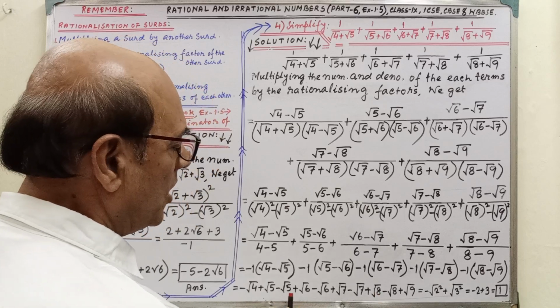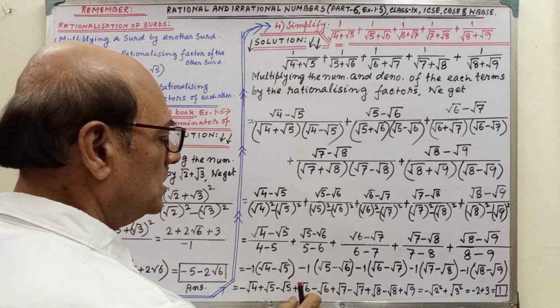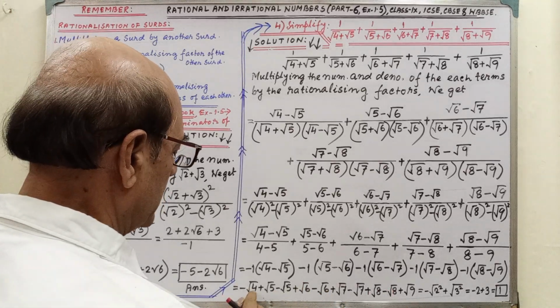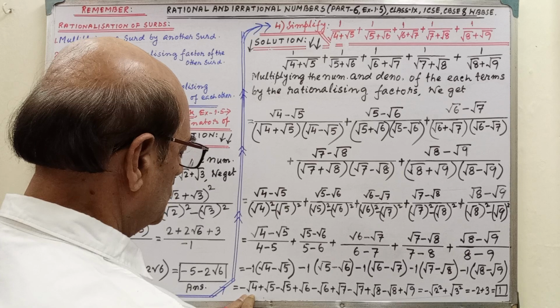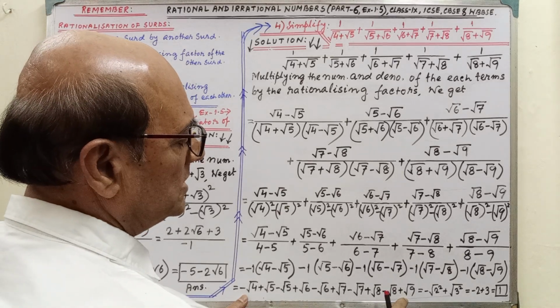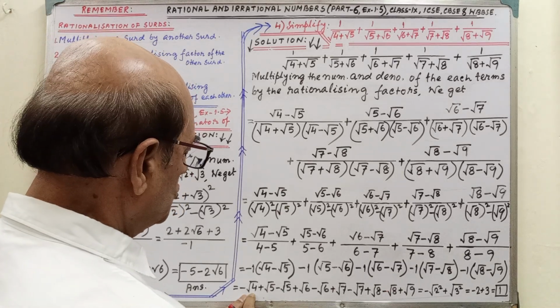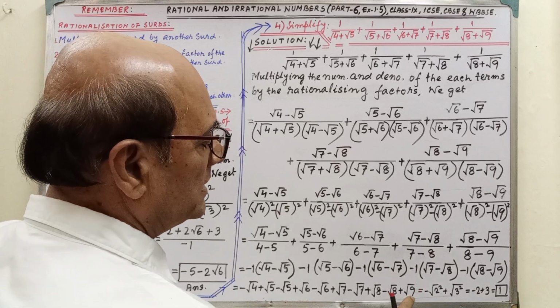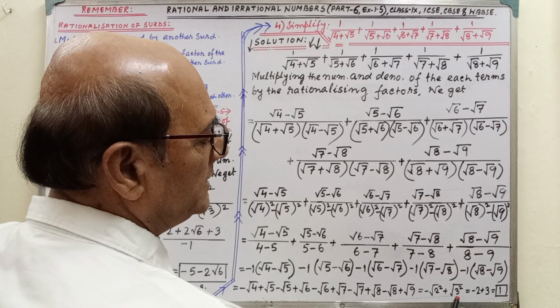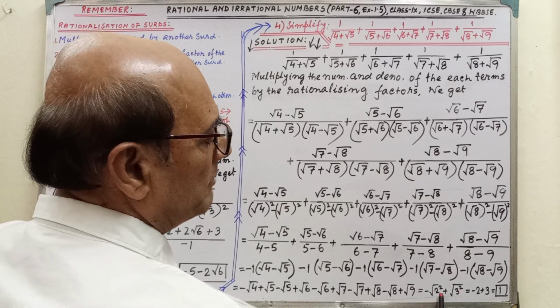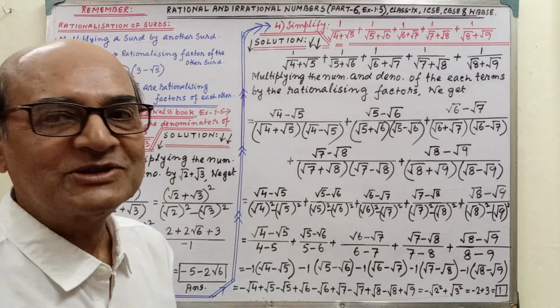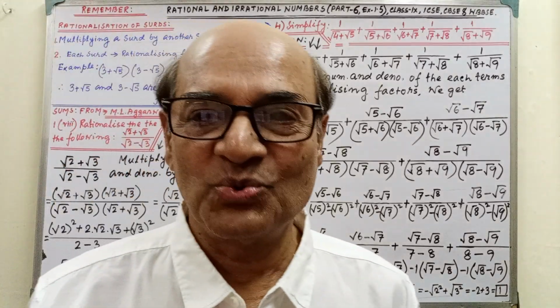You may cancel, or do it without cancellation. By mental calculation, we are getting minus root 4 and plus root 9. Root 4 we may write as 2 square, and root 9 as 3 square. So by simplifying, we get minus 2 plus 3, that is plus 1.